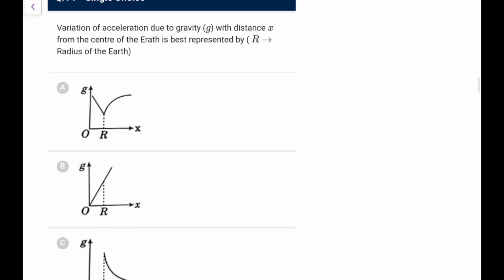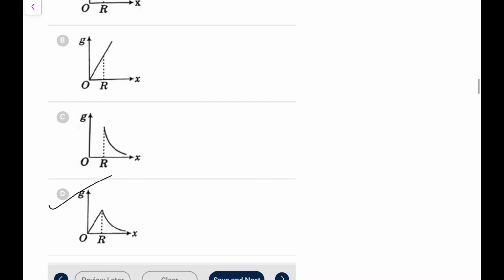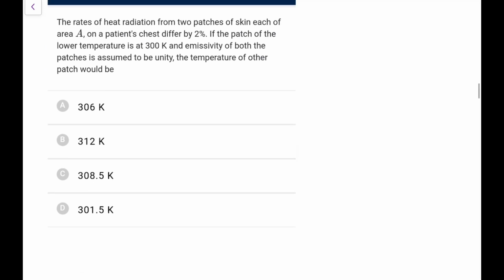Variation of acceleration due to gravity with distance x from the center of the earth, you know, initially inside it is proportional to x and outside it is 1 by r square. That's an easy question for you.